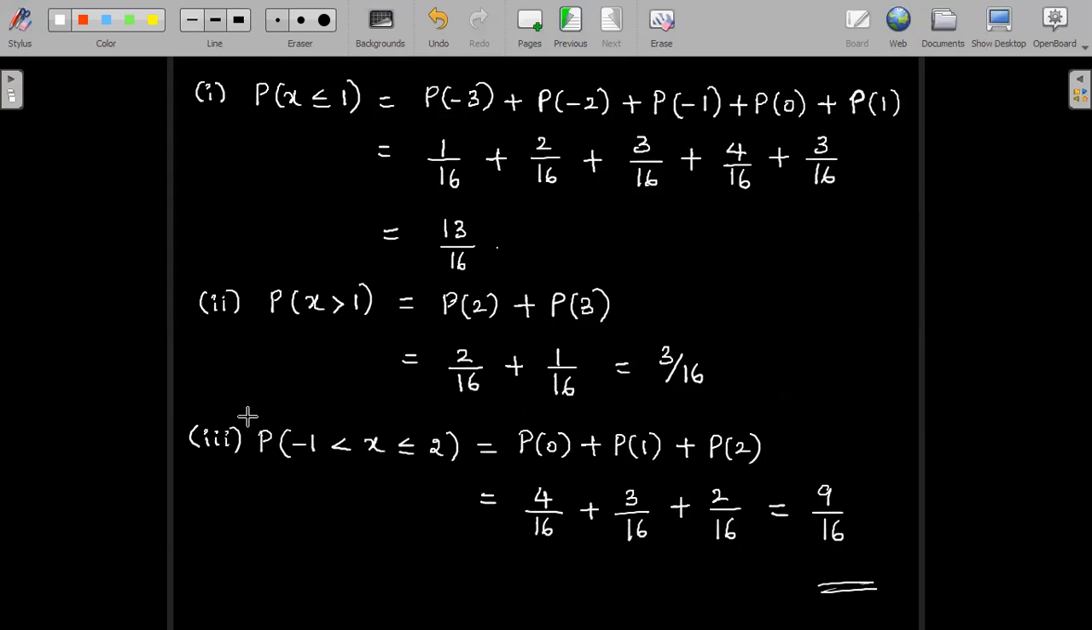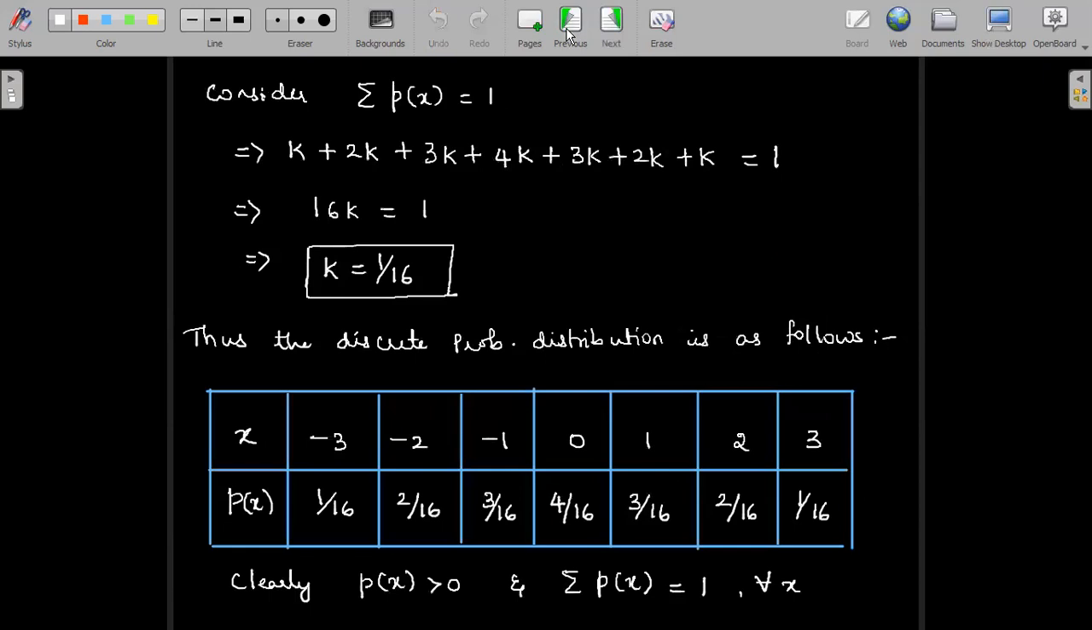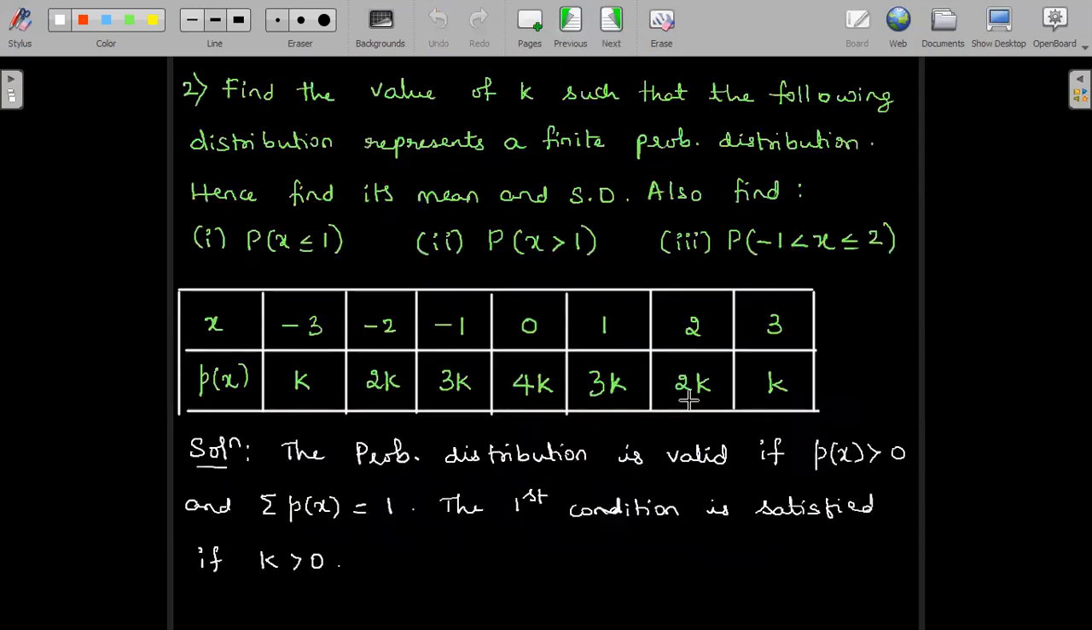So this was a different problem wherein we had to find K, mean and variance, given the probability distribution table. And then probability of x less than or equal to 1, greater than 1, and x lying between a range.